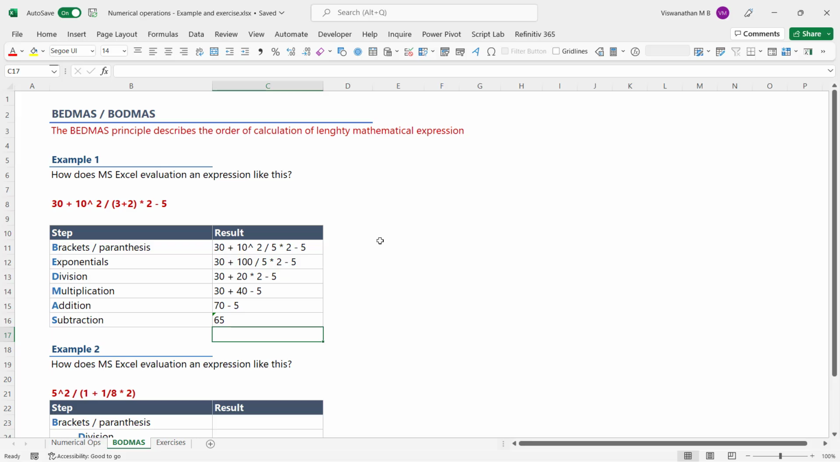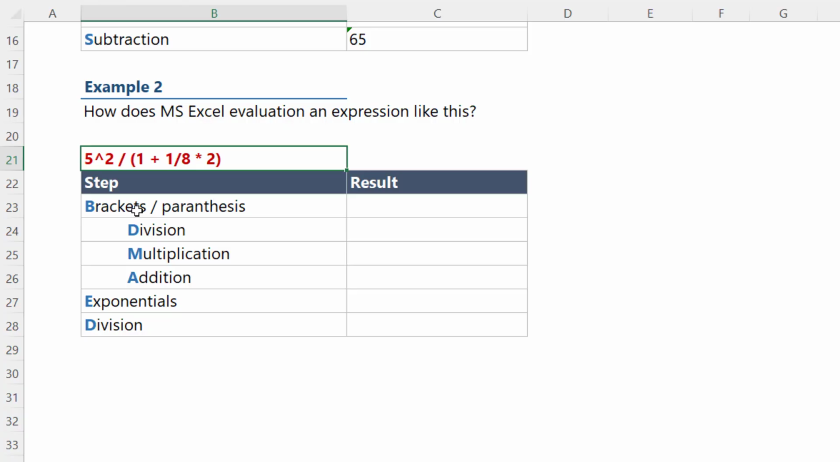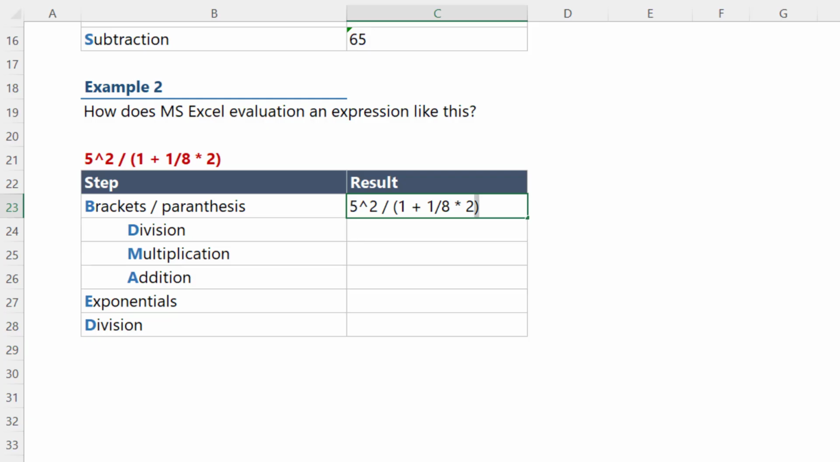Here we have an expression like this, 5 to the power 2, that's 5 square, divided by 1 plus 1 by 8 times 2 within the bracket. So we know bracket is what gets evaluated first, but within the bracket when you have a big expression, then the BODMAS applies within the bracket. So when it comes to evaluating this equation, we are not going to directly solve the bracket in one go because that's a lengthy expression inside the bracket.